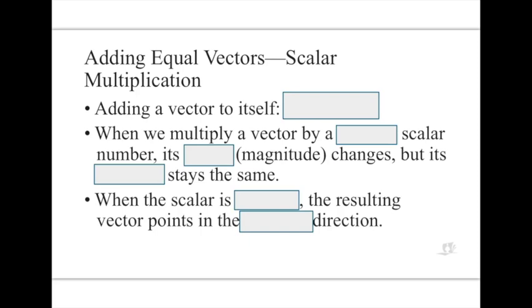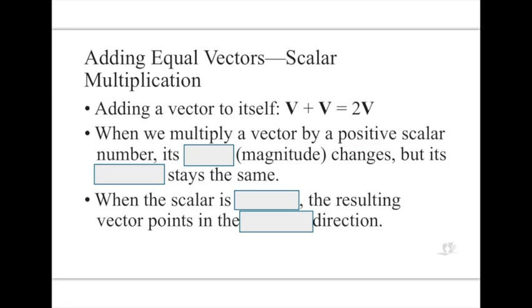So adding equal vectors. When you add a vector to itself, it's just like it sounds. It's just 2 times that vector. Because if you add a vector to itself, it's in the same direction. When you multiply a vector by a scalar, if it's positive, then its length or its magnitude will change, but its direction will stay the same. All right, so remember, scalar means just to multiply through. If it is positive, you're just going to increase the length by whatever that scalar was.